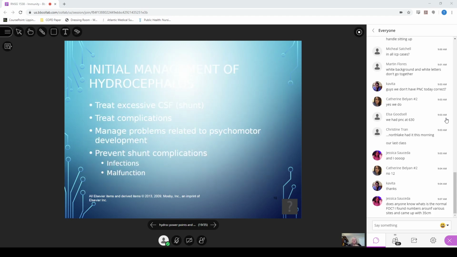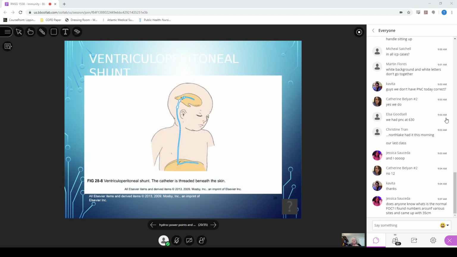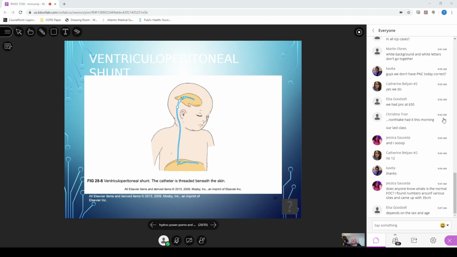The question is, what is the normal size of the head? It depends on their age, and what we're looking at when we're doing those serial measurements is how fast it is increasing. They should not be increasing 2 centimeters a day. Their head is growing too quickly.